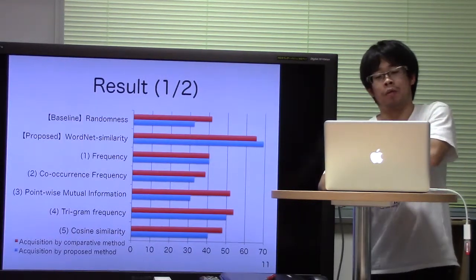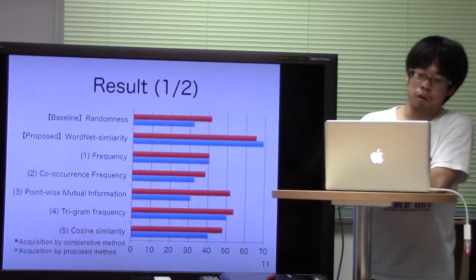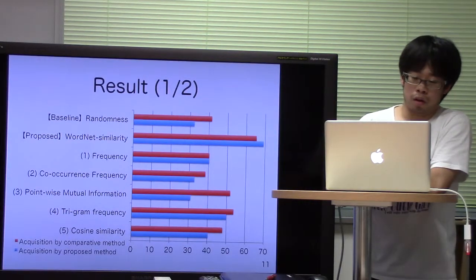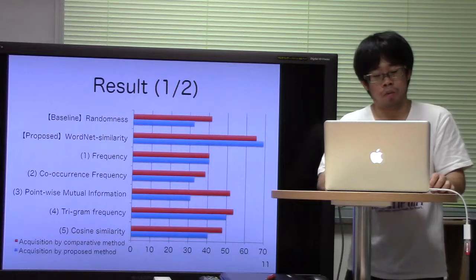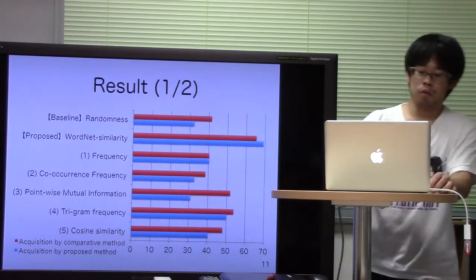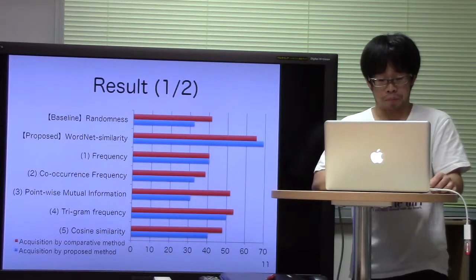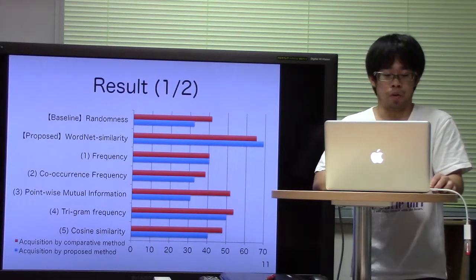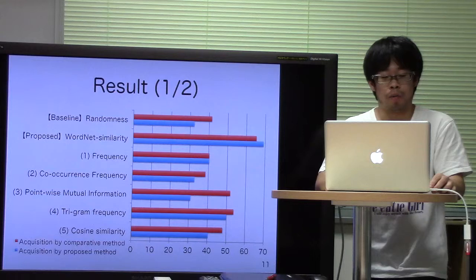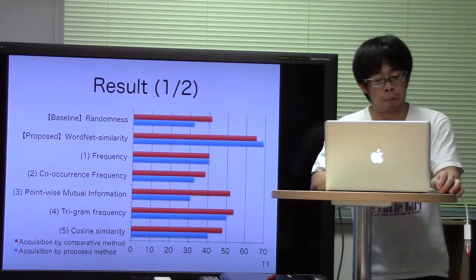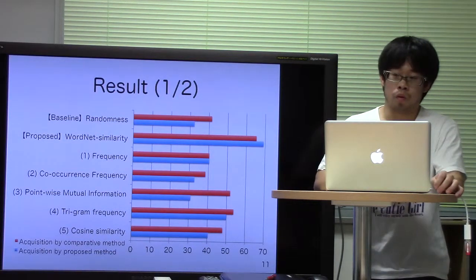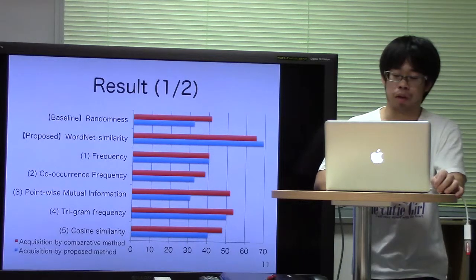Result of the experiment on the 52 difficult words. For the selection of the target words, the proposed method using WordNet similarity is the most efficient. At this point in the analysis, the proposed method is better than the comparative methods for the acquisition of the target words.